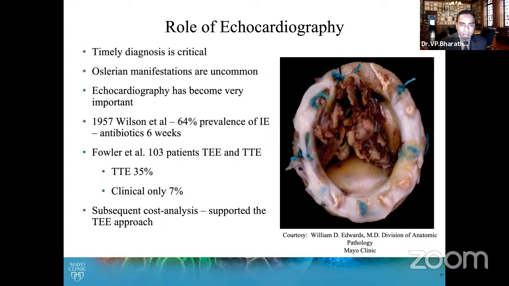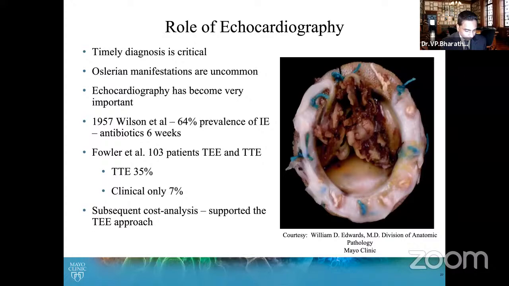This is illustrated in a prospective study done by Fowler and colleagues at Duke University. They studied 103 patients, with both TEE and TTE. What they found was that clinical signs of endocarditis were present in only about 7% of those eventually diagnosed with endocarditis, and transthoracic echo was sensitive in only 35%. This study resulted in a paradigm shift in our thinking, and pushed us towards transesophageal echocardiogram, especially in patients with Staph aureus bacteremia.